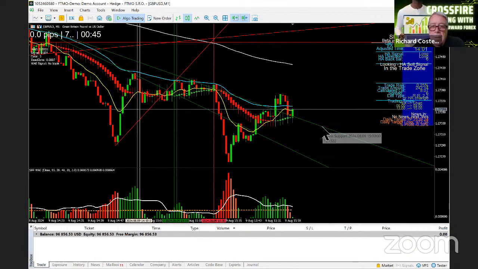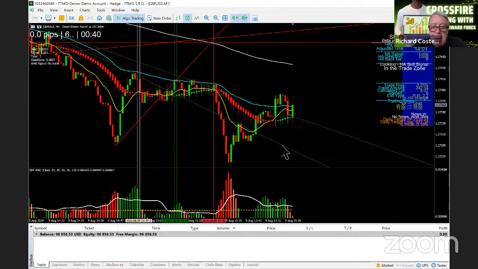So my 3 o'clock trend, there's my green trend line. I'm above the green trend line. I don't know what that one is.